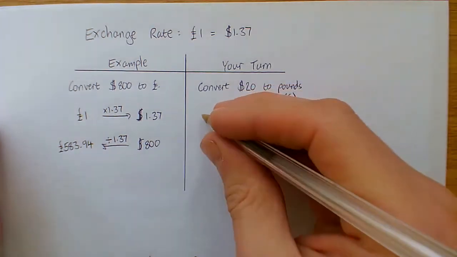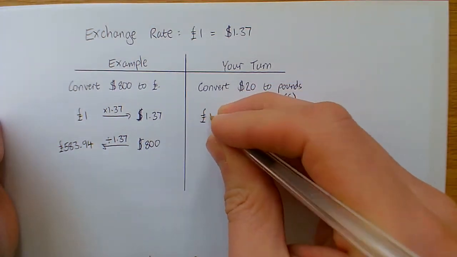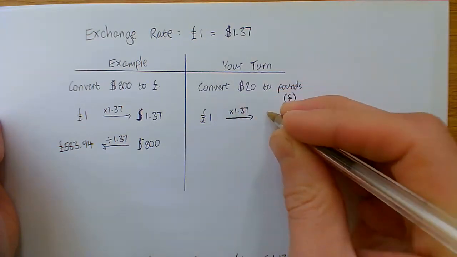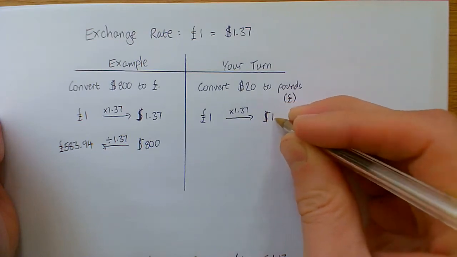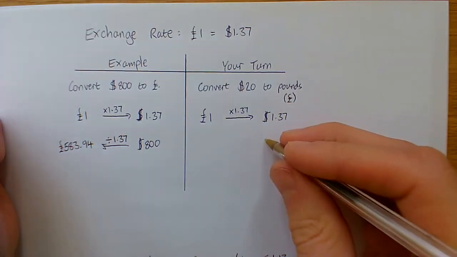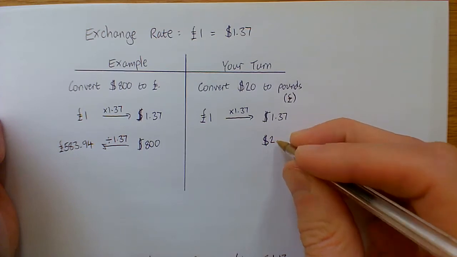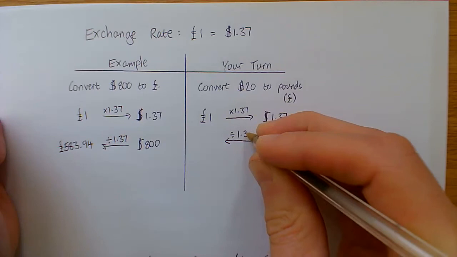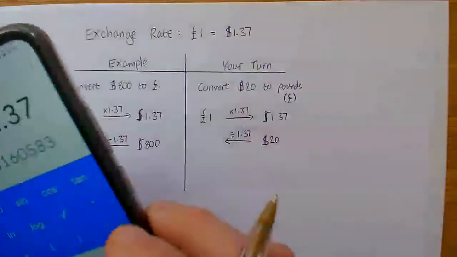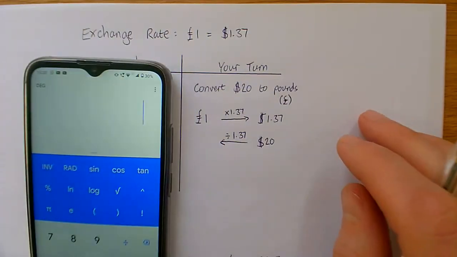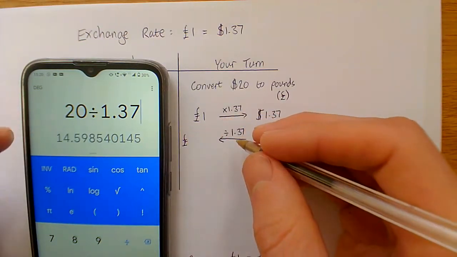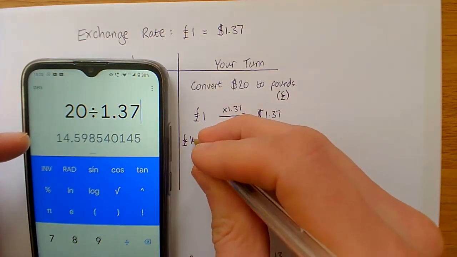Great, so hopefully you've had a go. Same layout as what I used, so £1 times 1.37 gives us our dollars, so that is $1.37. We are working backwards from $20, so we're going the opposite way, so we are dividing by 1.37 here. Get my calculator out, then we're doing 20 divided by 1.37. That gives us 14 point.